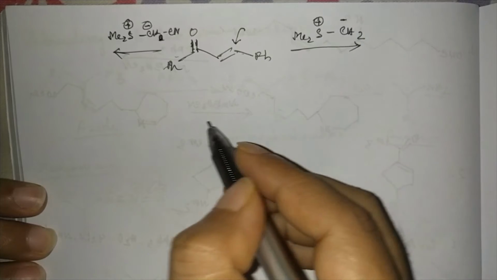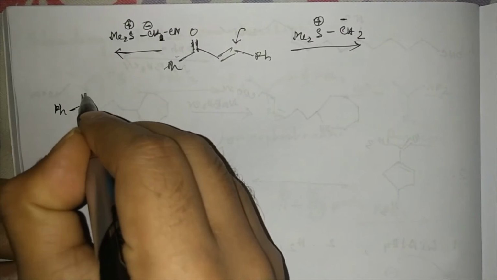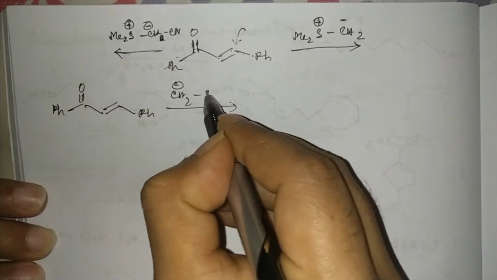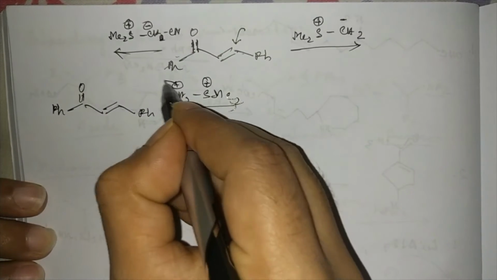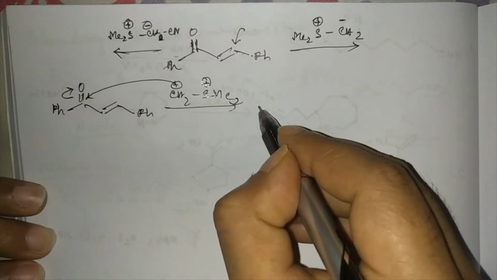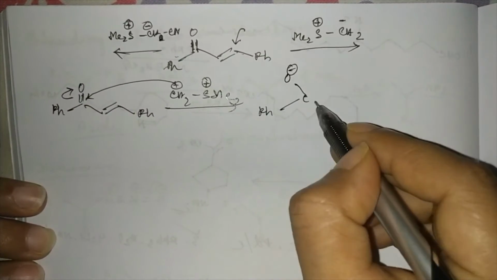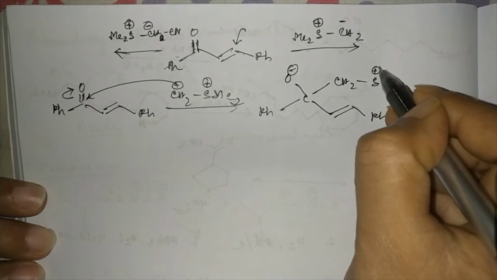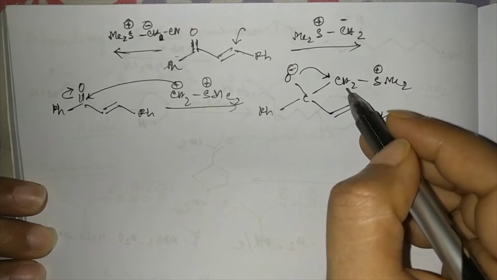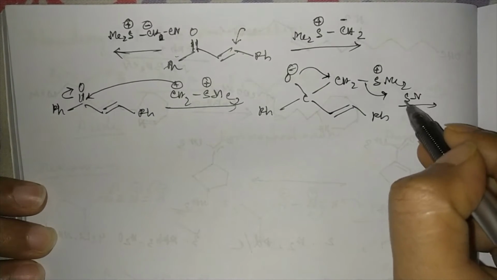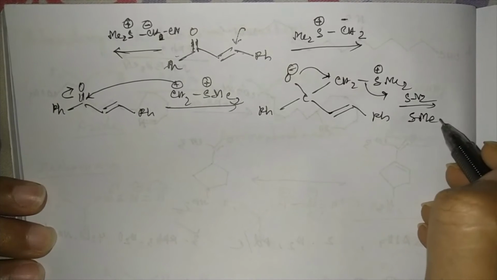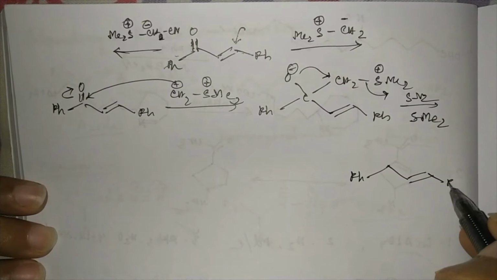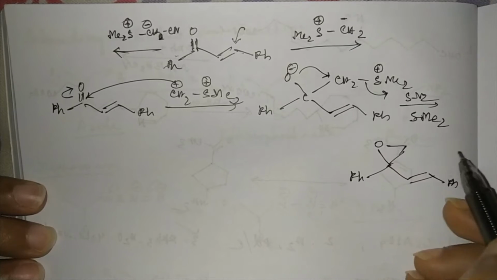So how will the reaction happen? For non-stabilized ylide, it will attack this carbonyl carbon. Now SMe2 plus is a good leaving group, so it will attack this carbon and a simple SN2 reaction will take place. So SMe2 will be removed and the product will be an epoxide ring formed here.